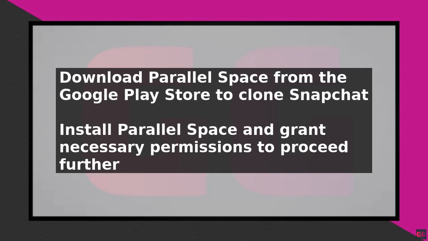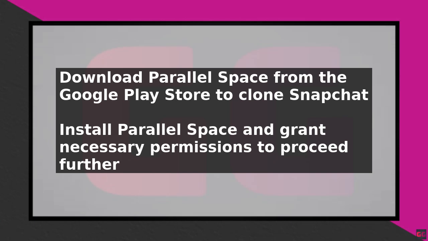To install and use dual Snapchat accounts on Android, you will need to use a third-party app. The first step is to download and install an app called Parallel Space from the Google Play Store. This app allows you to clone existing apps and use them with different accounts.